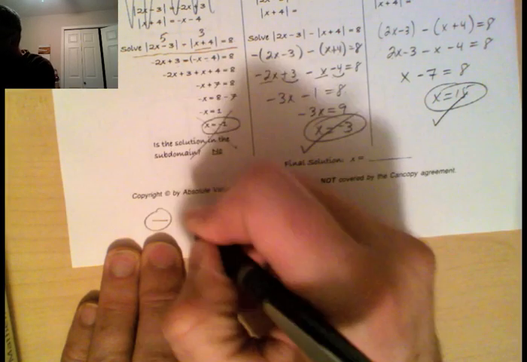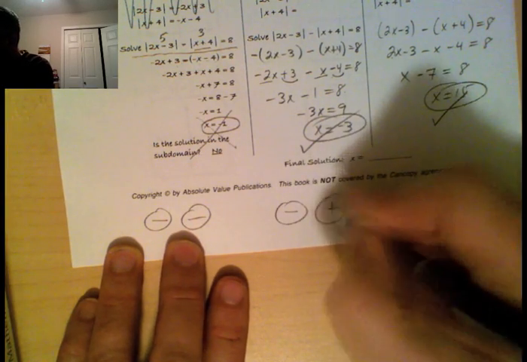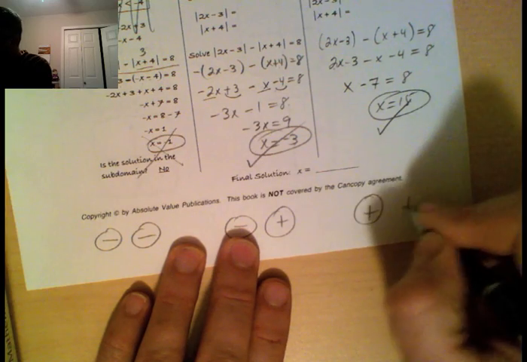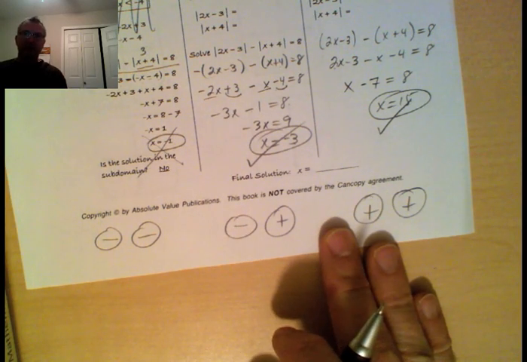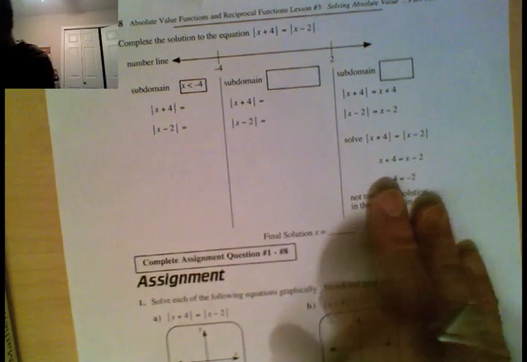So the situations you're going to have to solve when you're doing more than one absolute value bar is you're going to have to do where both absolutes are negative, where one is negative and one is positive, and where both are positive. You're going to have to check all three of those situations when you're doing a problem. So we're going to go ahead and do one more example similar to this. We'll do it in your book. It's similar to what we're going to do.